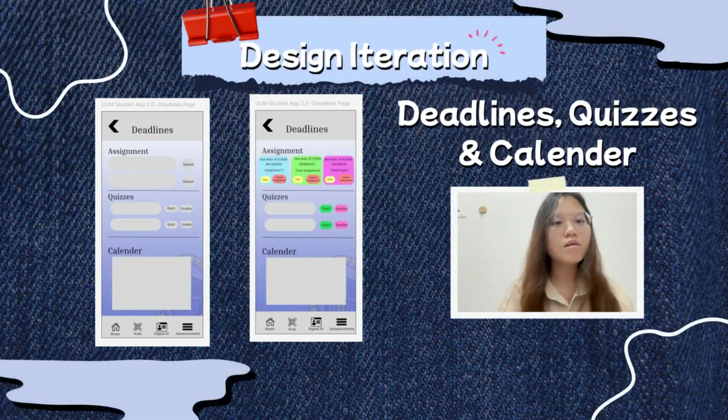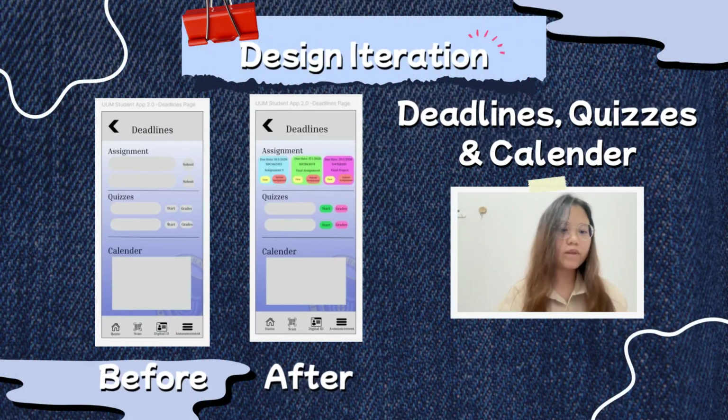For the second improvement, we worked on the deadlines, quizzes, and calendar page. After the usability testing, we learned that users had problems with the submission buttons because they were too small. To redesign it, we enlarged the buttons and also enlarged the assignment card to make the due dates and the cost visible.